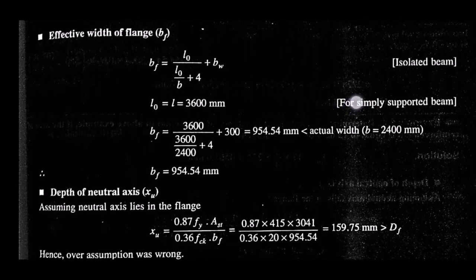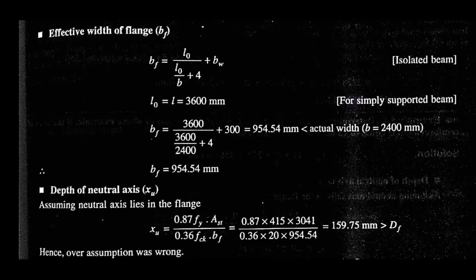Now we have to calculate the depth of neutral axis. Assuming the neutral axis lies in the flange, because every time we solve this type of problem, first of all we consider the neutral axis lies in the flange. After that we have to check whether it lies in the flange or in the web. So for this consideration, XU is equal to 0.87 Fy into AST by 0.36 FCK into BF, that is 0.87 into 415, that is Fy, into 3041, that is AST, by 0.36 into 20, that is FCK, into 954.54, that is BF, which is equal to 159.75 mm, which is greater than DF, the depth of flange.